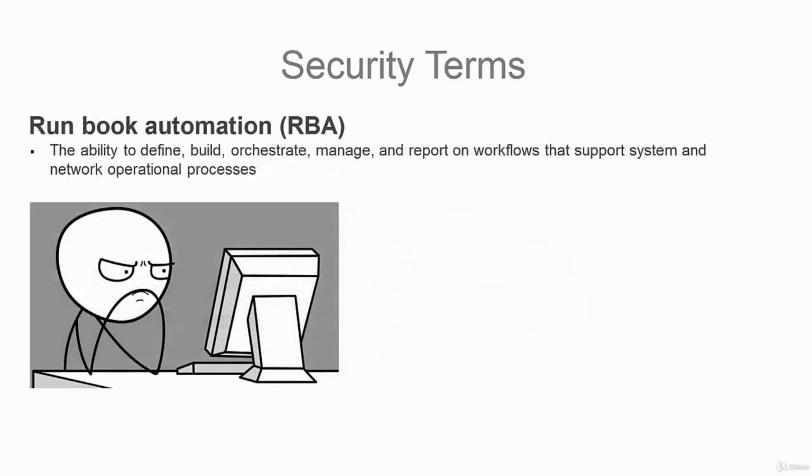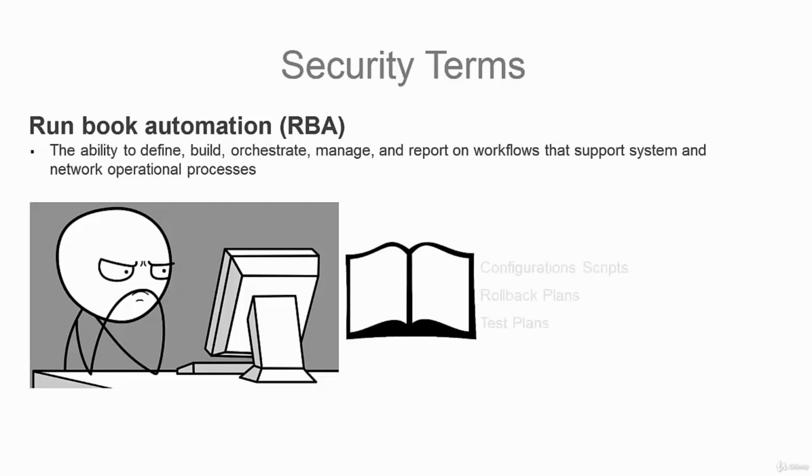Runbook automation is the ability to define, build, orchestrate, manage, and report on workflows that support system and network operational processes. In layman's terms, a runbook is simply documentation for tasks that an IT administrator carries out. So if a server needs to be added to the network, an administrator can reference the procedure to do so in a runbook. By following a runbook, you can be consistent with your operations, eliminate room for error, and improve the time it takes to complete tasks. To take this concept a step further, if a runbook is automated with software tools, then processes can be even more efficient.